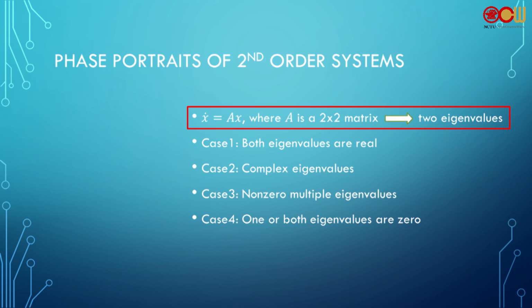Phase portrait of second-order systems. Here, A is a 2 by 2 matrix. So you can imagine that A will have 2 eigenvalues. So here are 4 cases. The first case is both eigenvalues are real, or both eigenvalues are complex, or non-zero multiple eigenvalues. One or both are zeros.